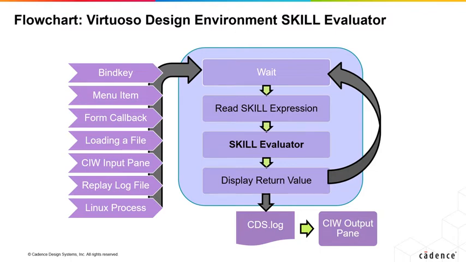Once the command is sent, the loop which had been waiting will now read that skill expression. It will then evaluate it and display the return value, and then wait for the next command. Now the return value itself will be sent to the log file, and then depending on a filter that you can set, some or all of the data would be displayed in the output pane for the user.